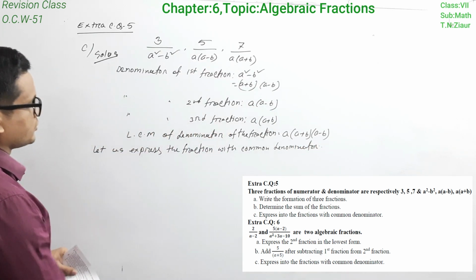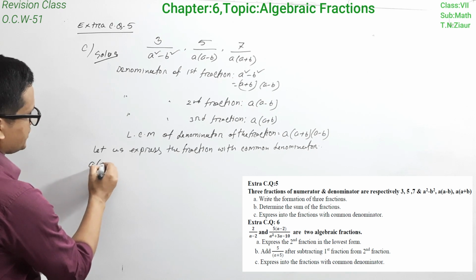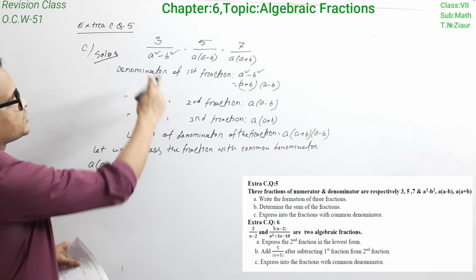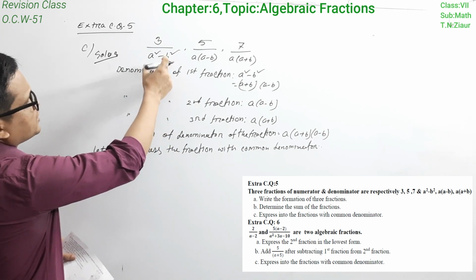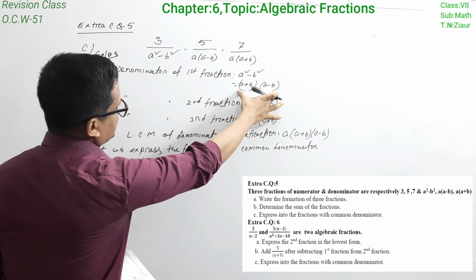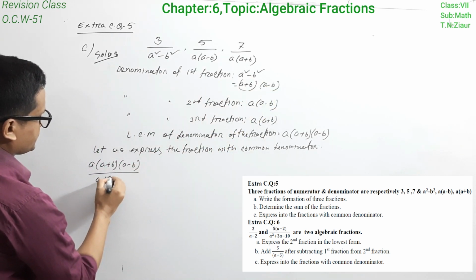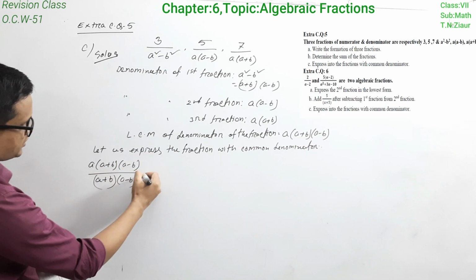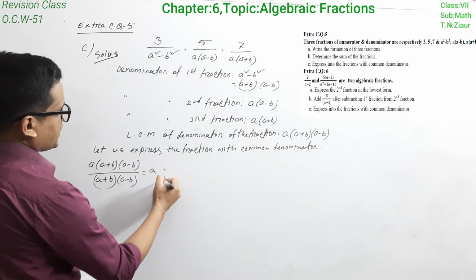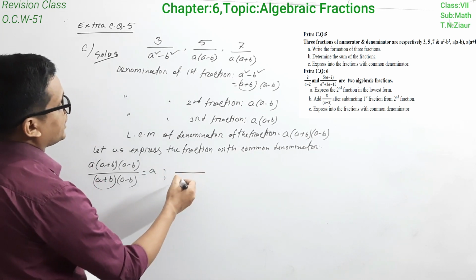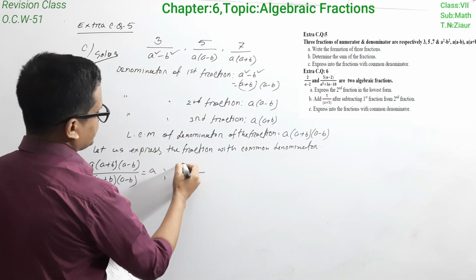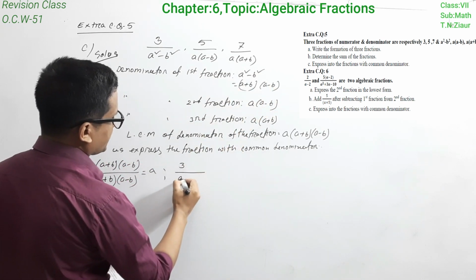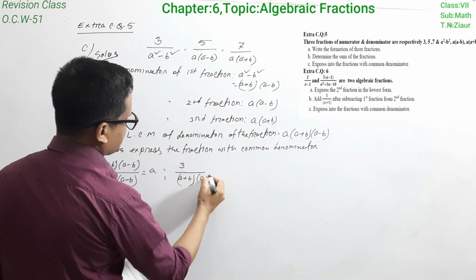Okay students, now what will you do? We will write the LCM: a into (a plus b) into (a minus b). Divide by this one. Can you divide by this one, a square minus b square? It is easy to divide by this factor, (a plus b) into (a minus b). If we divide by it, the result will be a. So by this a we have to multiply the fraction. So we can write here 3, and instead of a square minus b square, we can write (a plus b) into (a minus b).